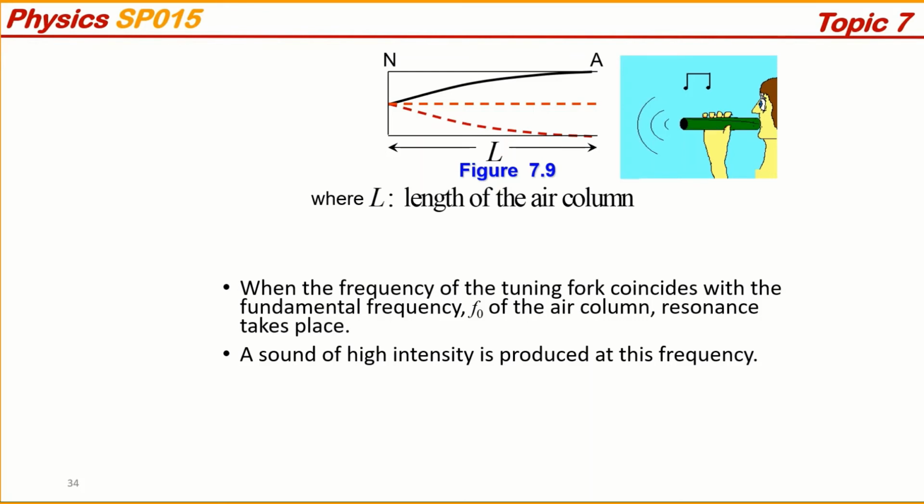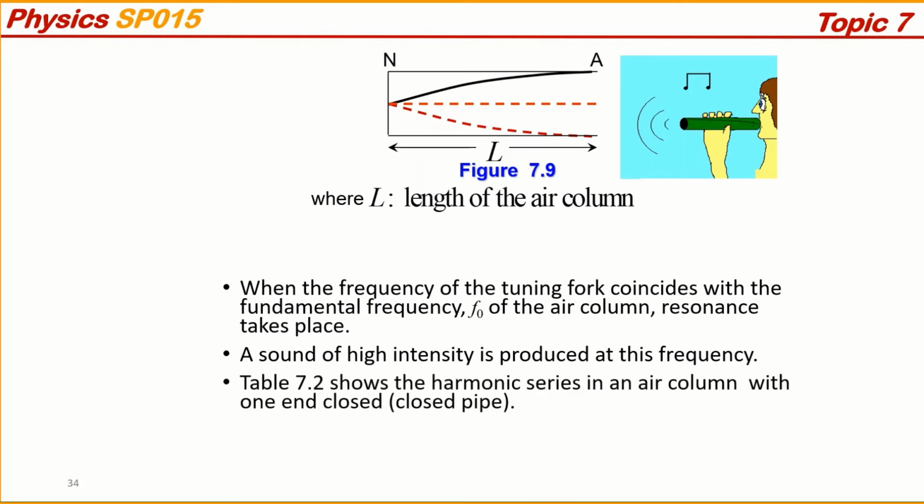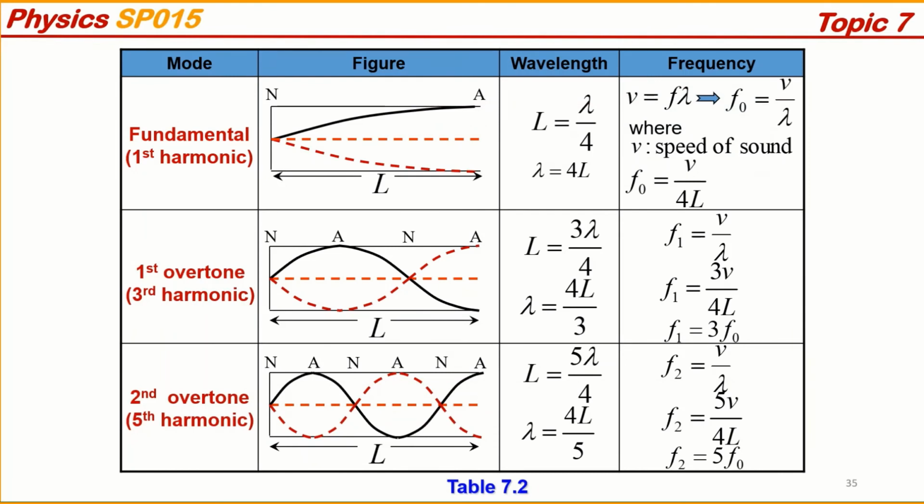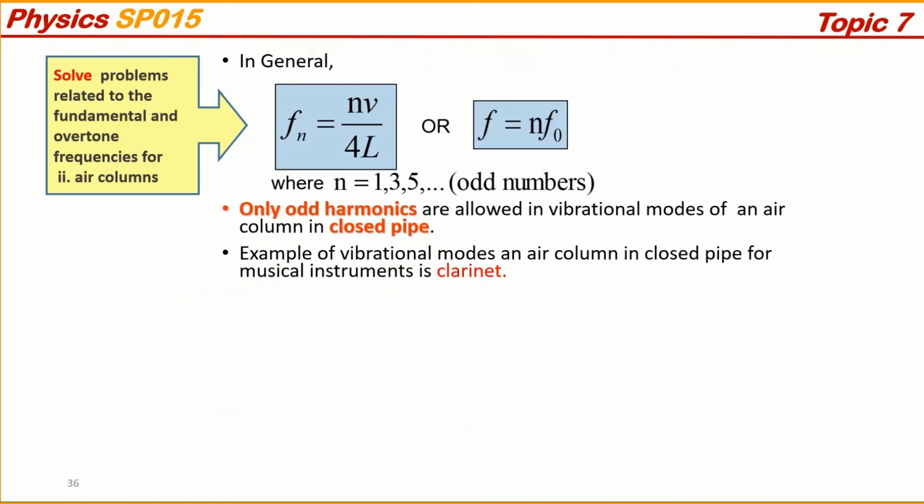When the frequency of the tuning fork coincides with the fundamental frequency F0 of the air column, a resonance takes place. A sound of high intensity is produced at this frequency. Table 7.2 shows the harmonic series in an air column with one end closed, or closed pipe. Fundamental, first harmonic, first overtone, third harmonic, second overtone, fifth harmonic.